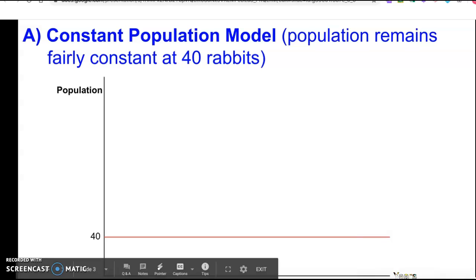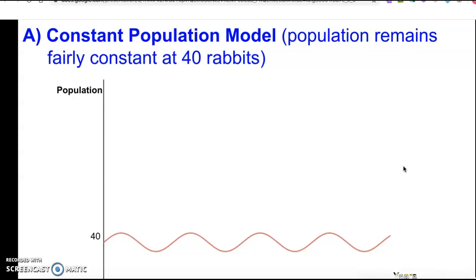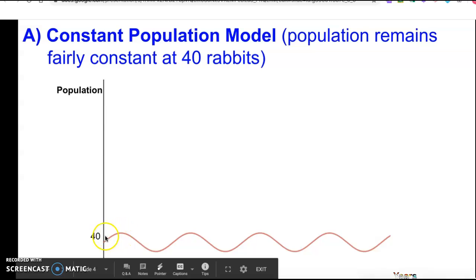So this axis is labeled years. So this graph is showing that as the years go on, the population stays at 40. It's probably not going to be exactly 40 the whole time. It's probably going to fluctuate up and down a little bit. So we can still call this a constant population model. Just added some fluctuations in there, but it's still showing that the number stays around 40. Okay, this graph stays pretty close to 40 the whole time. So that's option A, the constant population model.